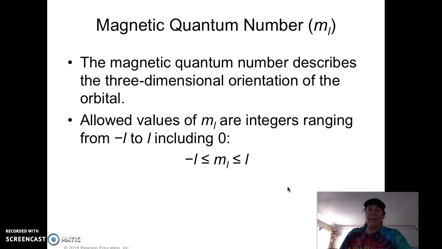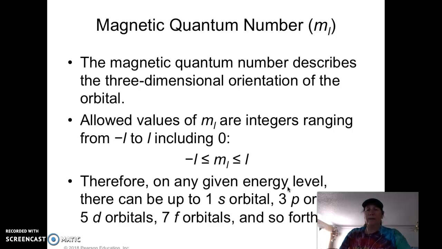Okay, and again, they have all kinds of different numbers. The first one, the S is 0, and then, well, here I'll show you. Therefore, a given energy level can have an S orbital and 3 p orbitals and 5 d orbitals and 7 f orbitals. And again, I'll show you how that comes out about.